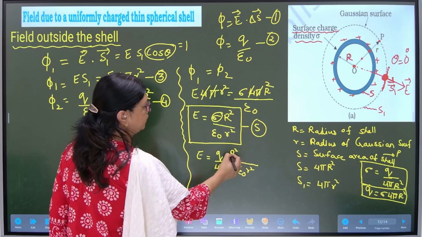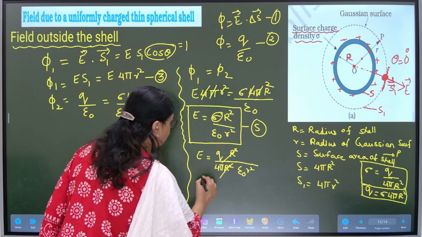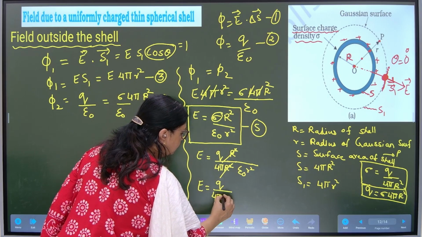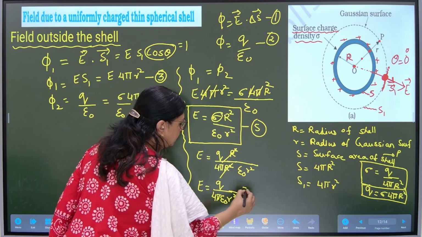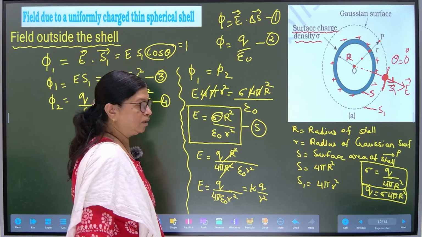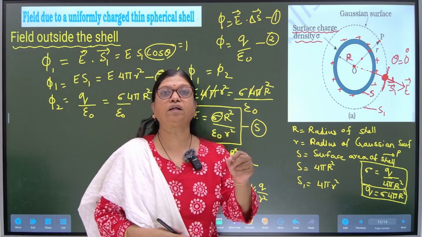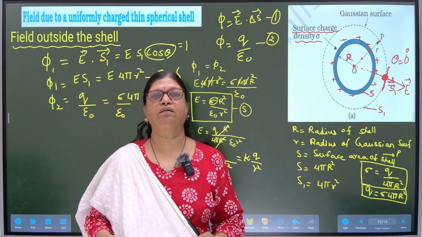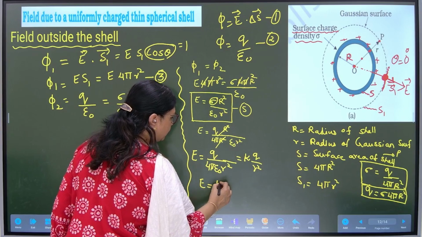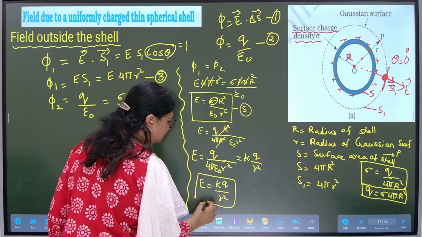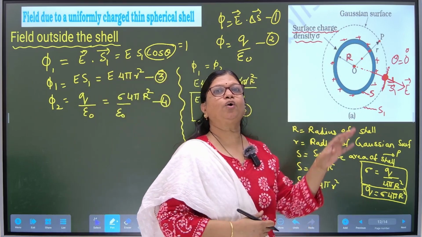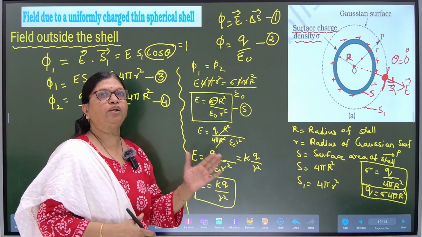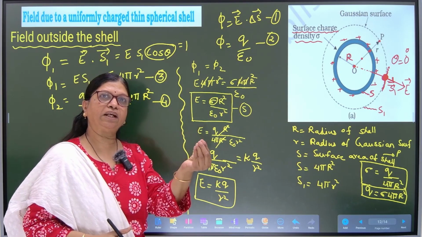So what can I cancel here? I can cancel R square and R square. So what am I left out with? E is equal to Q upon 4 pi epsilon naught r square, which can be written as K Q upon r square also, which formula resembles exactly the electric field formula which we have derived in the beginning of the chapter for a single charge Q. We can continue this equation as E is equal to KQ upon r square, which shows us that as if all the charge on the shell is concentrated at the center and the value of the charge is Q, such that its formula of the electric field is KQ upon r square, which was the original formula which we have derived early in the chapter.